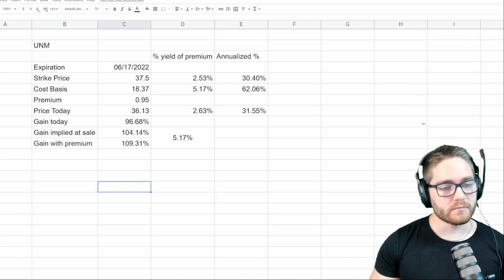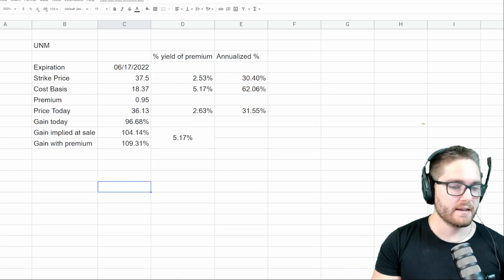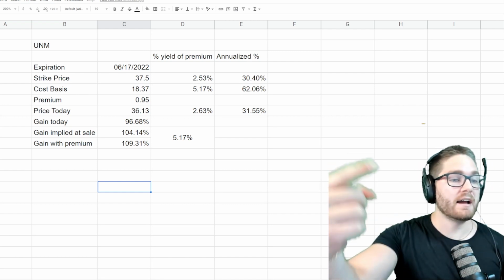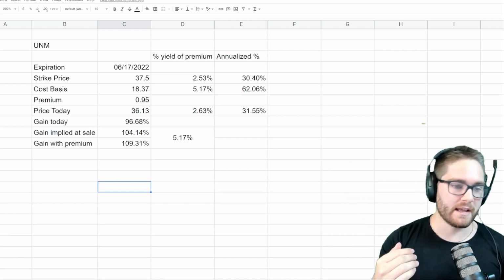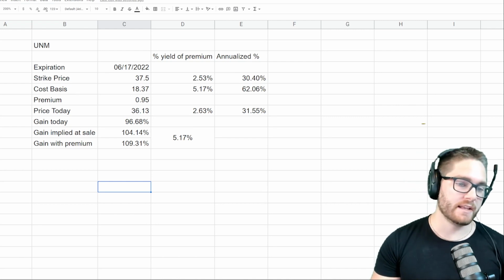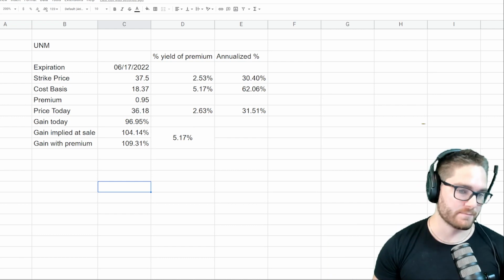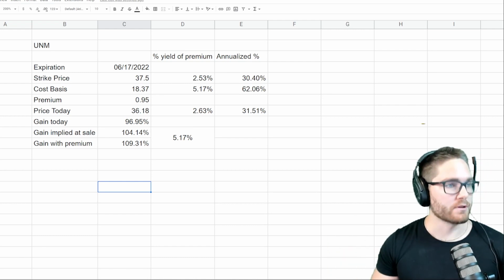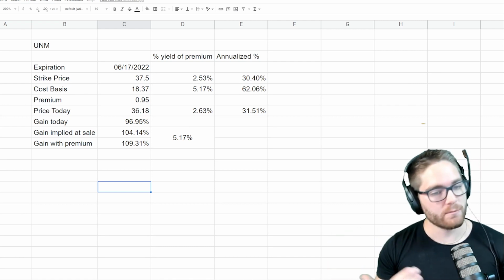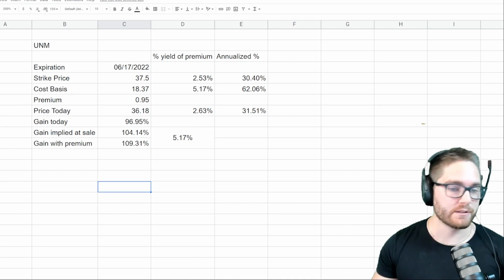And then implicit on the sale, so gain at implied sale of today, or at the time, so the strike price, right? If I am forced to sell it at $37.50, I would realize a gain of actually 104% instead of 96.95%. This is if I'm forced to. So basically, I'm in a position where I'm at a win-win. So if I keep the shares, I'm still going to be happy, and I get to decide what I do with them later.